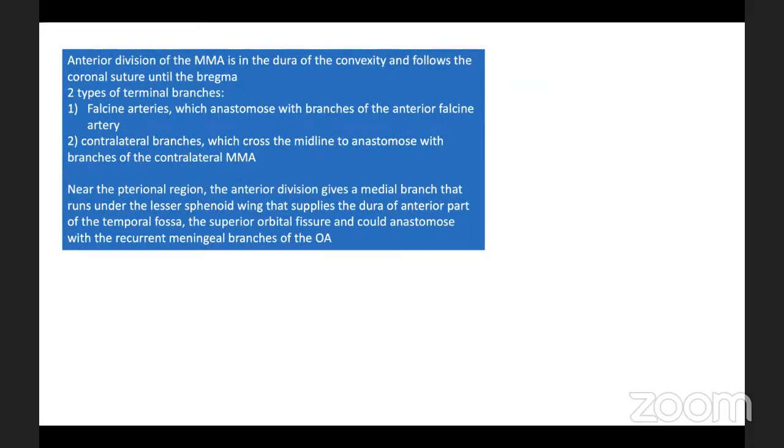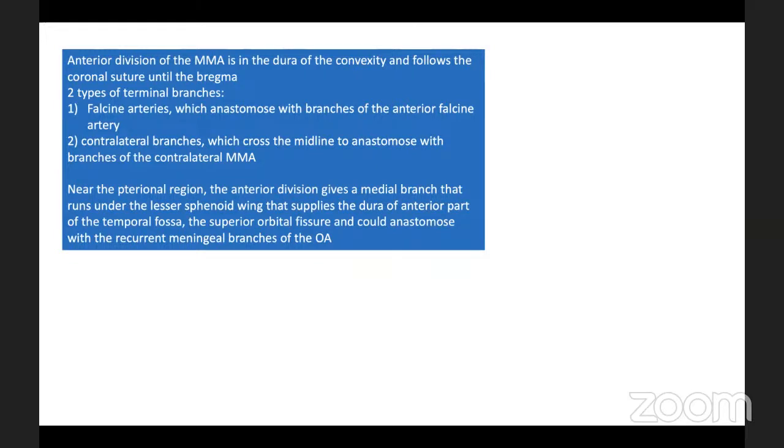Then coming to the bifurcation divisions, one is anterior and posterior. So the anterior division is in the dura of the convexity and follows the coronal suture until the bregma, and it has two terminal branches. One is a falcine artery, which anastomoses with branches of the anterior falcine artery, and then there are contralateral branches which cross the midline and anastomose with the branches of the contralateral MMA. And that is why embolizing on one side can reduce the SDH on both sides, because there are contralateral branches of the MMA.